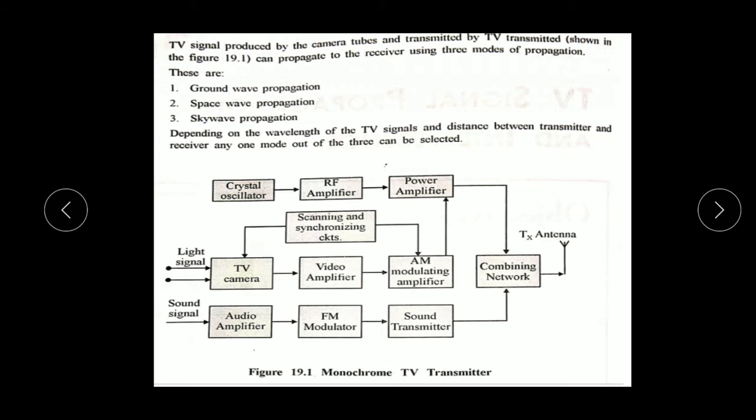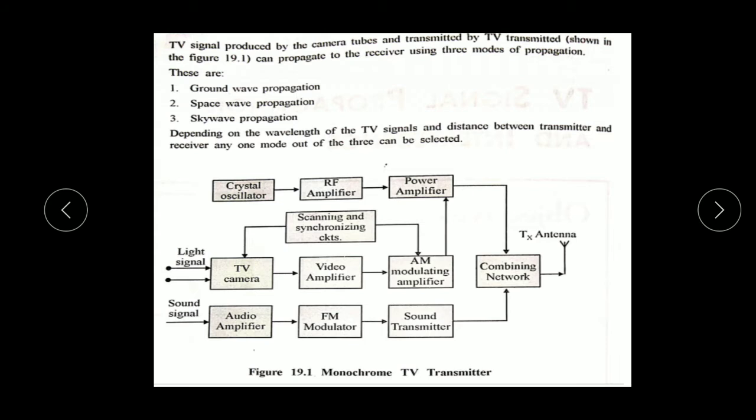Depending on the wavelength and the distance between transmitter and receiver, there are three types of propagation. First is ground wave propagation, second is space wave propagation, and third is sky wave propagation.